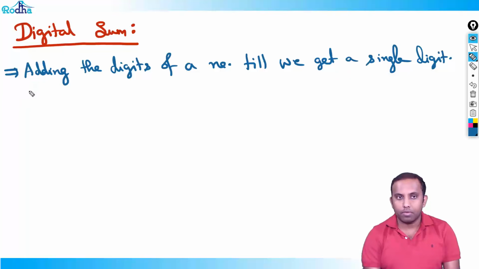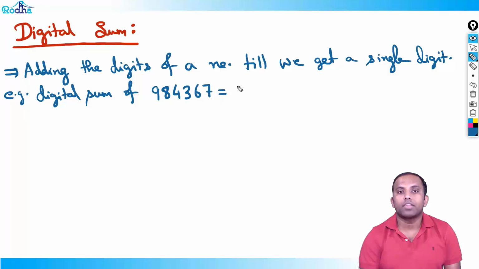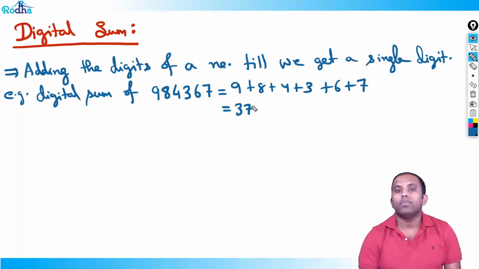For example, what is the digital sum of 984367? We'll simply add the digits: 9 plus 8 plus 4 plus 3 plus 6 plus 7. How much is it? It is 17, plus 4 is 21, 24, 30, 37. It becomes 37, right? Now again we'll add it.